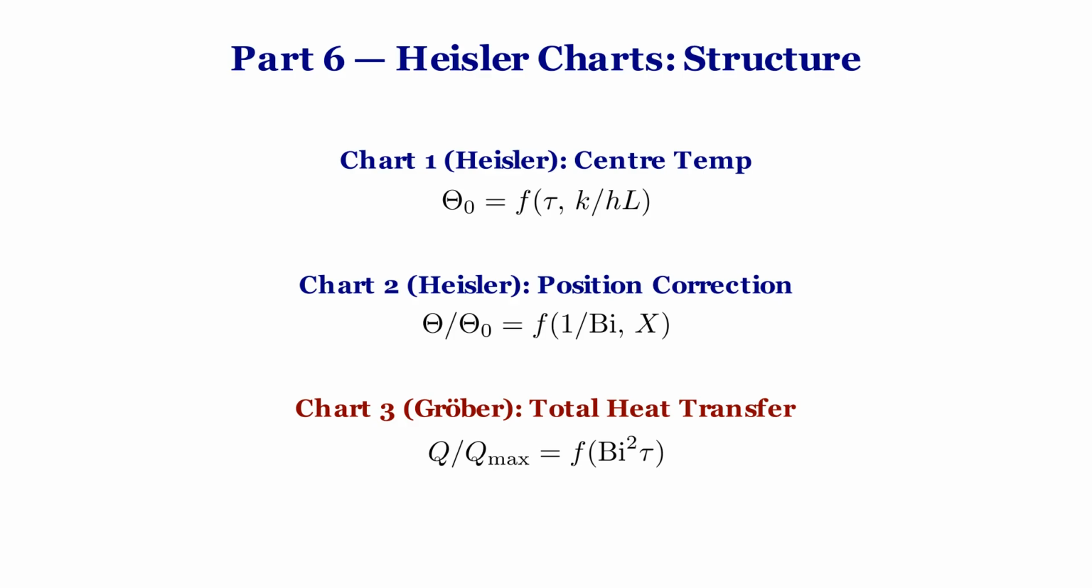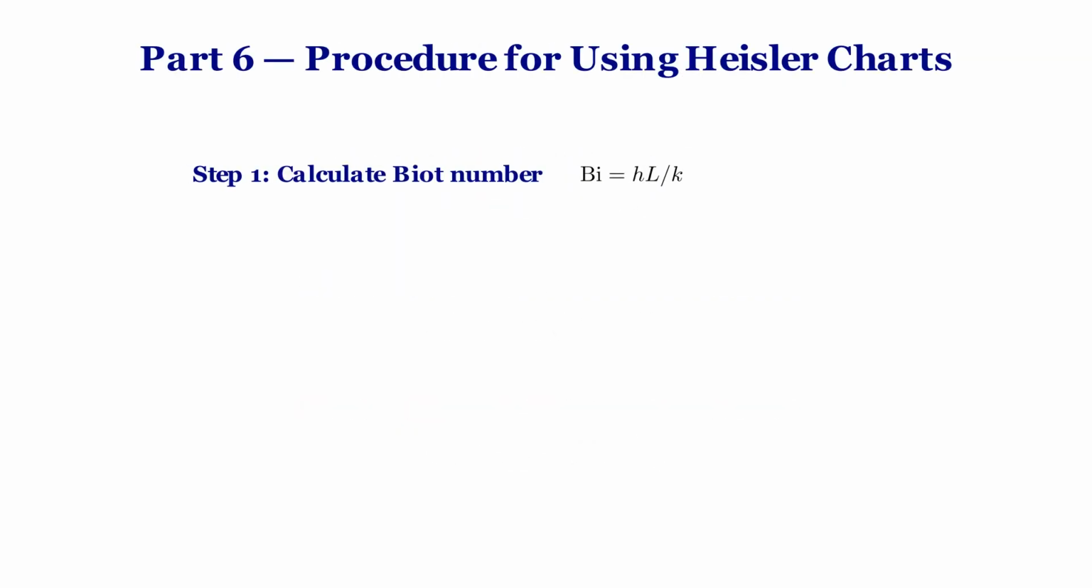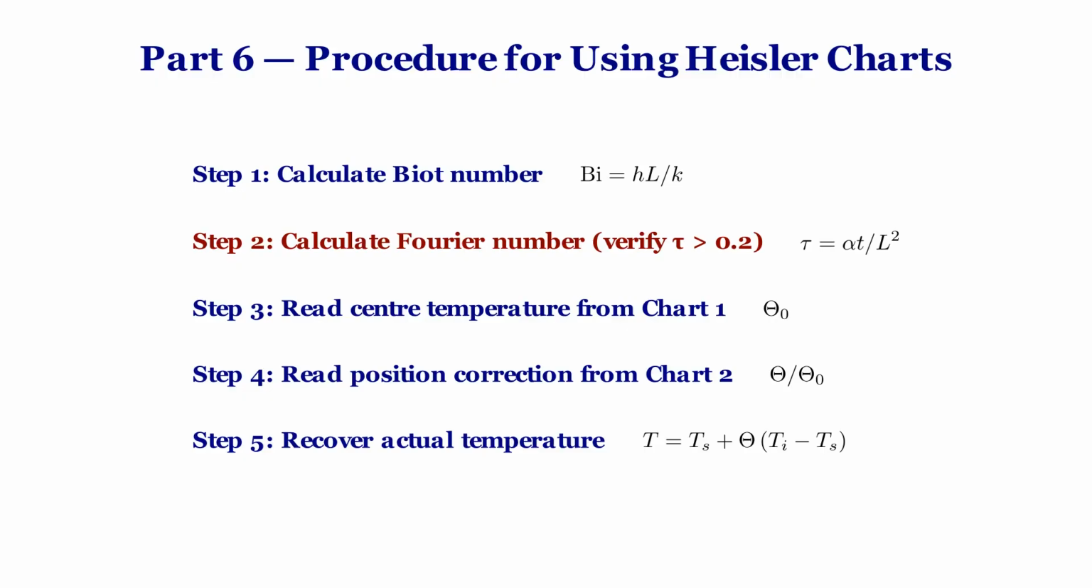Chart 1 gives dimensionless center temperature. Chart 2 gives the position correction. Chart 3 gives total heat transfer. How to use Heisler charts. Step 1. Calculate the Biot number. Step 2. Calculate the Fourier number and verify it is greater than 0.2.